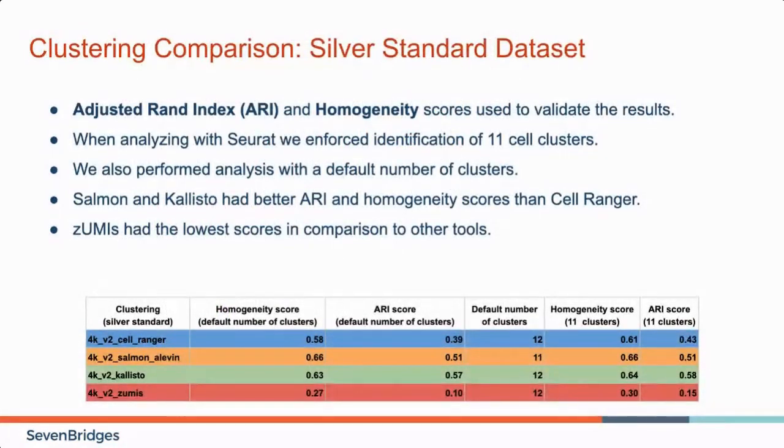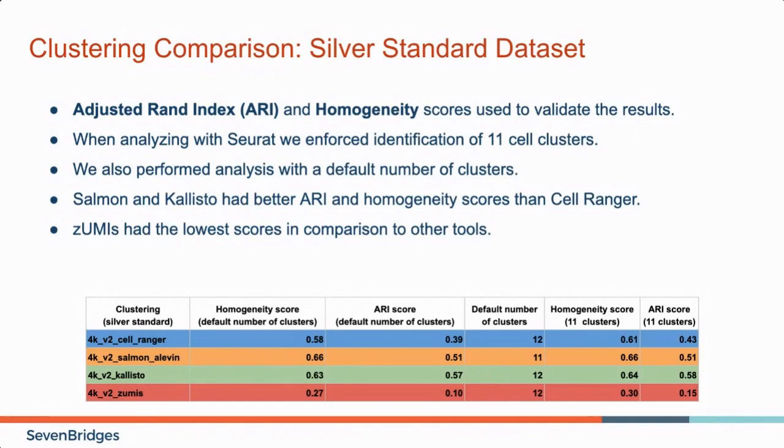So here we compare the results of clustering performed on silver standard dataset, and we used adjusted rand index and homogeneity score for validating the results of clustering given ground truth. Both scores will have a value close to 0 for random labeling and exactly 1 when the cluster labels are identical to truth. So here we purposely enforced the identification of 11 cell clusters because this many reference subpopulations was reported in truth dataset.